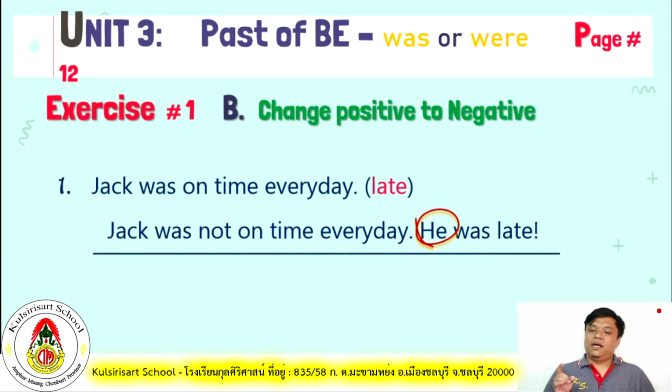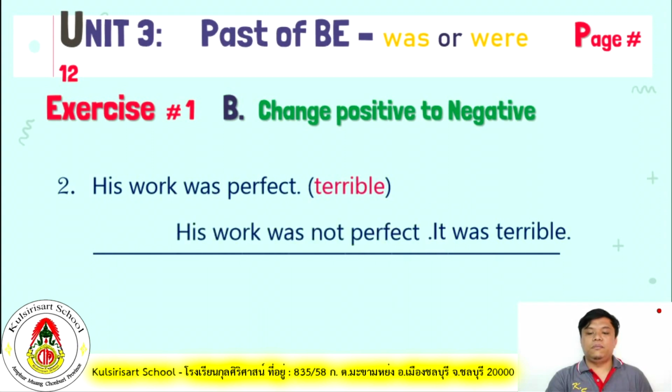It's an affirmative statement. Jack was on time every day. Put a parenthesis saying he's late. So we put Jack was with not to make it a negative form. Jack was not on time every day. And then we put an additional statement that he was late. Okay? Great.